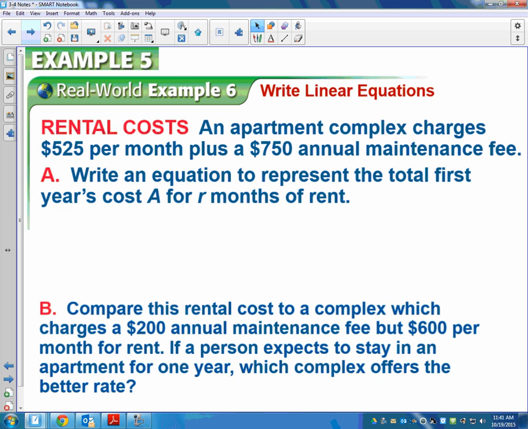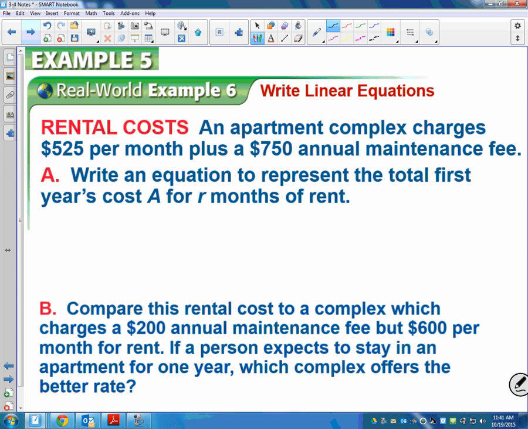This is like PCA stuff right here. Would it be y equals 525x plus 750? No, because you're supposed to use A. So just do that. What is the Y representing? Is Y our cost or is Y our months of rent?